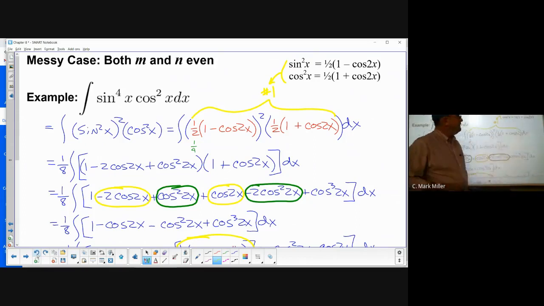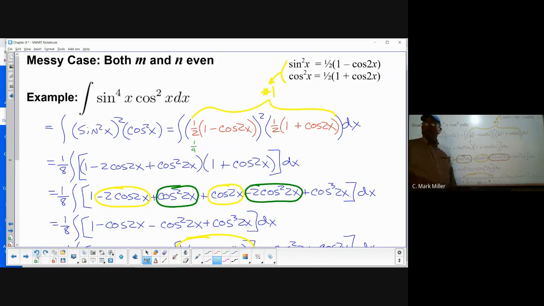What are we going to do? Those are for sine squared, cosine squared. Now, don't do sine squared is 1 minus cosine squared. That doesn't help you. You've got to use those half angle formulas. So what do I do? Sine to the fourth is sine squared squared. So I substitute in for sine squared. Sine squared, according to up there, is 1/2 times 1 minus cosine 2x.